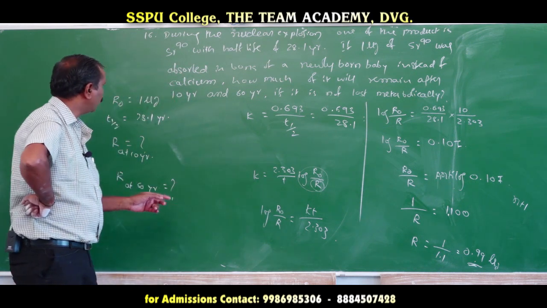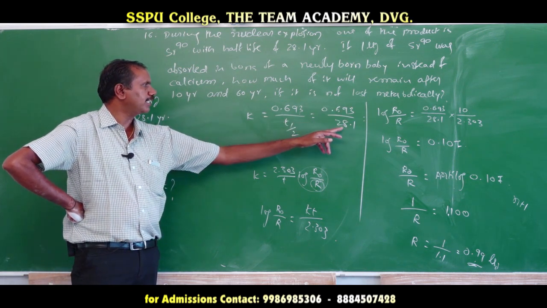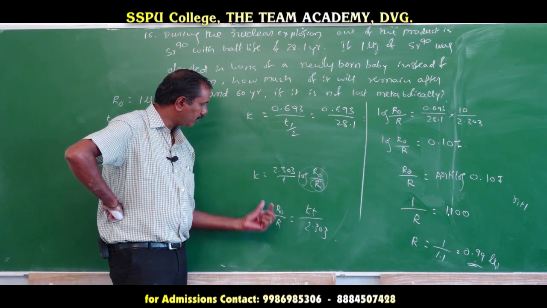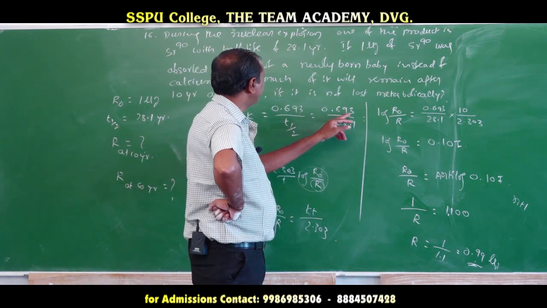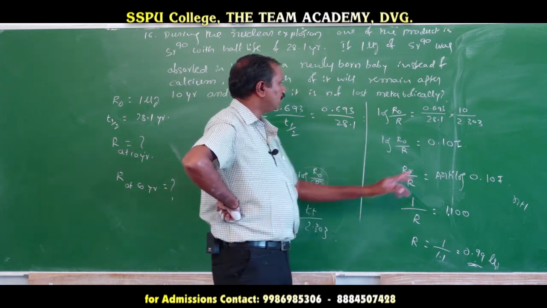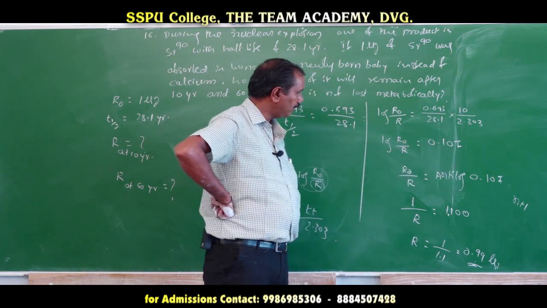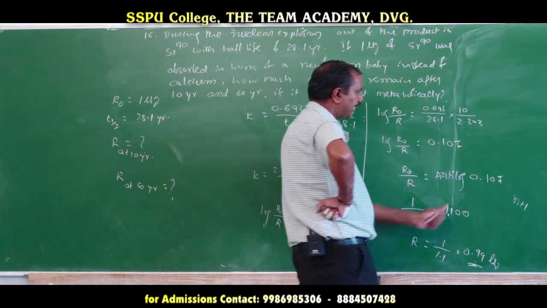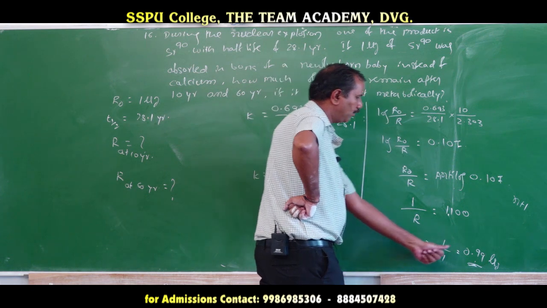So how to find K? To calculate K, the half-life is given: K equals 0.693 by T half, 0.693 by 28.1. Then log R naught by R equals KT by 2.303, that is 0.693 by 28.1 into T, 10 years, divided by 2.303. Finally, log R naught by R is 0.107. Taking the anti-log on the right side gives about 1.1, so we can get the R value.